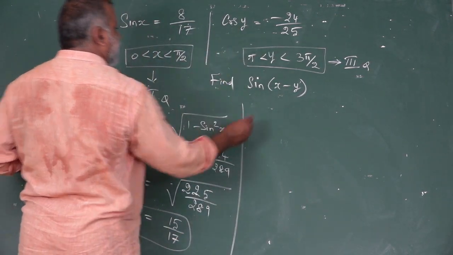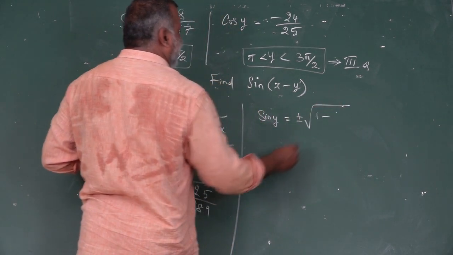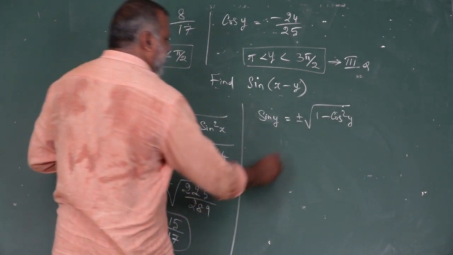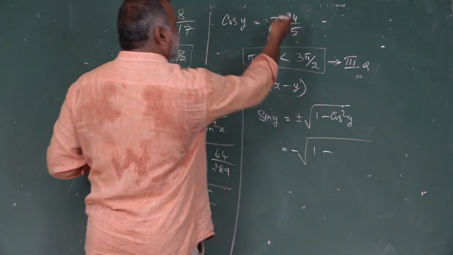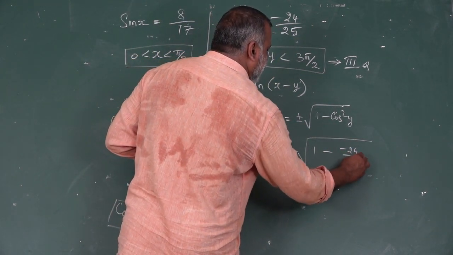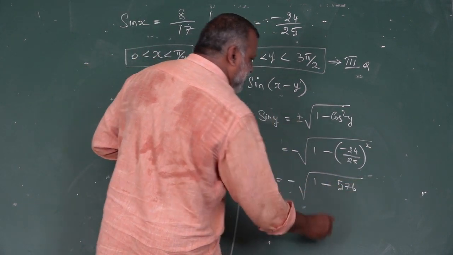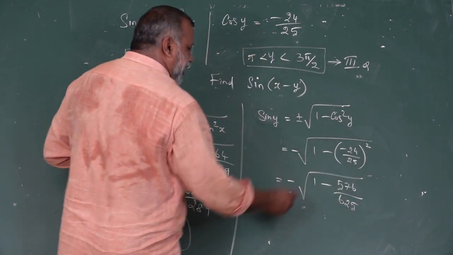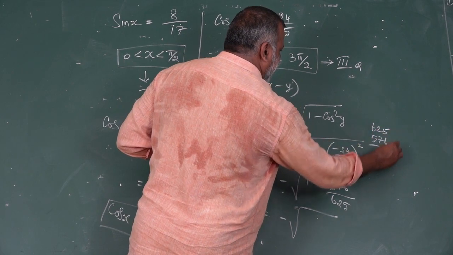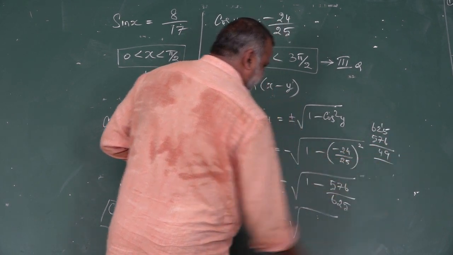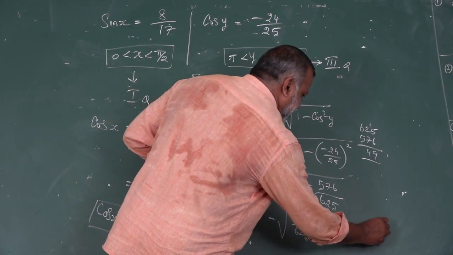In the same way, see cos y. We need to find sin y. Sin y equals plus or minus the square root of 1 minus cos squared y. Here theta lies in the third quadrant, therefore it is negative. Again, the root of 1 minus cos y, minus 24 by 25, the whole square. Just now we worked out the square root of 1 minus 24 squared, which is 576, and 25 squared is 625. Now take the LCM and simplify. We get 625 minus 576, which is 49, so 49 divided by 625, which means minus 7 divided by 25.